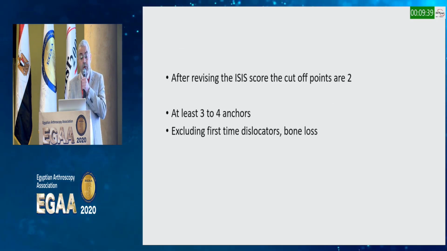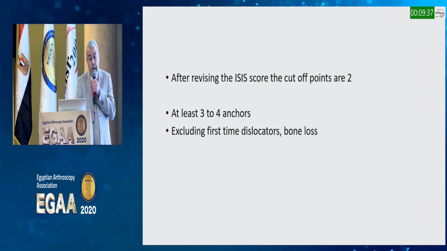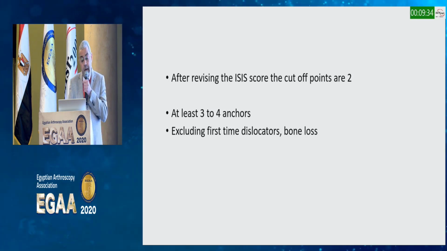After revising the ISIS score, the cutoff point is 2 now, at least using 3 or 4 anchors and excluding first-time dislocators and bone loss. First-time dislocators because they have better results, and bone loss, as we know, has worse results.